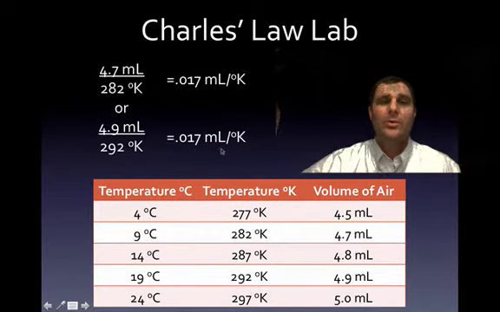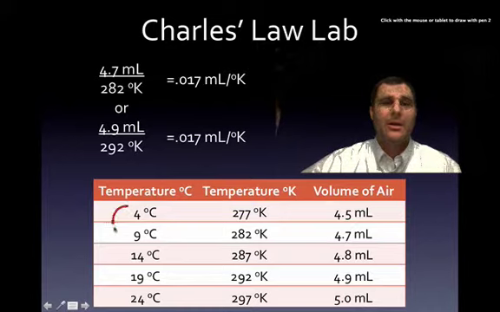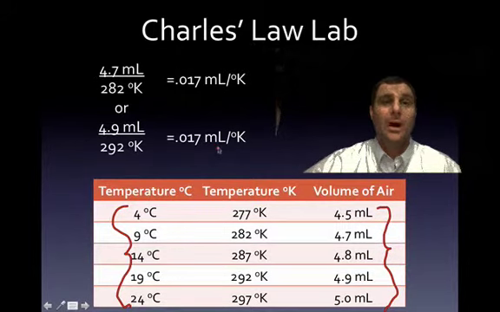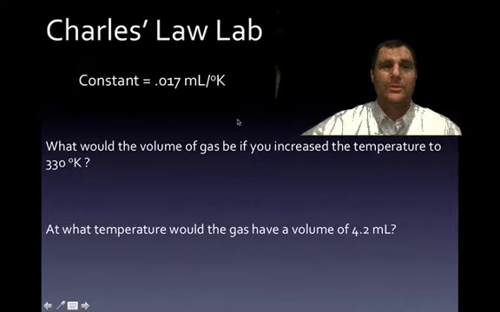Now, once we find this constant, what can we use it for? Well, we took a very limited range of data. Right? We only collected temperatures from 4 degrees Celsius to 24 degrees Celsius, and we had a very limited volume of air as well. But once we establish this constant, we can use it to solve problems which are well without or outside of the range of data we collected. Here is a couple examples.